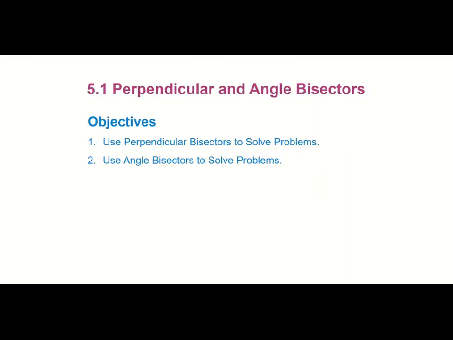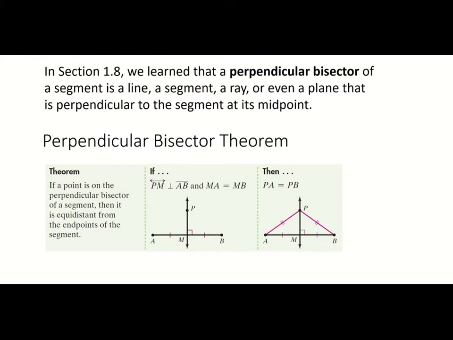All right, we're going to start with section 5.1, and we're going to look at perpendicular and angle bisectors and triangles. So if you remember previously in another chapter, we talked about a perpendicular bisector. Remember, if something's perpendicular, it meets the other line at a 90-degree angle, and a bisector cuts that line segment into 2 equal parts.